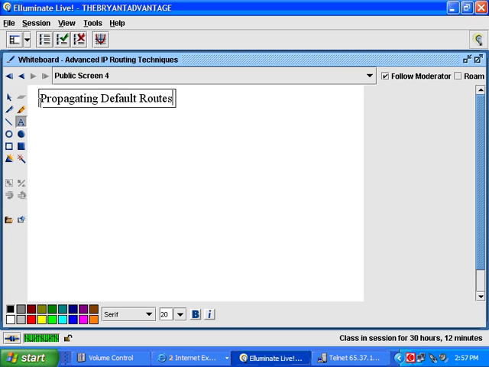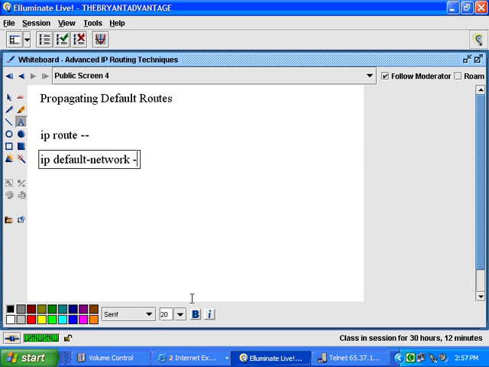Propagating default routes. We've basically got 3 options. We have the IP route command, which we've been using throughout this course. We have the IP default network command. And finally, we have the IP default gateway command. Those last 2 commands are the ones that are commonly confused.